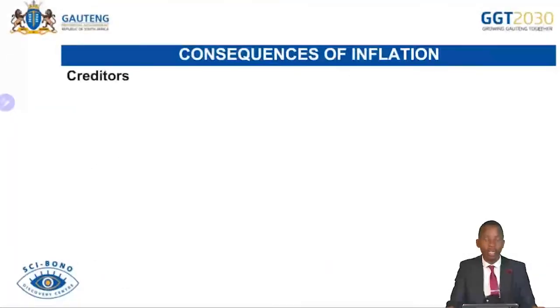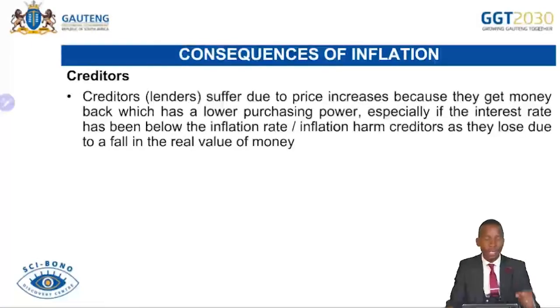And then we check creditors. The creditors or lenders suffer due to the price increase because they get money back with less purchasing power, meaning the money they receive as a repayment of a loan can afford fewer goods and services at that particular period of time, especially if the interest rate has been below the inflation rate. Inflation harms creditors as they lose due to a fall in the real value of money.